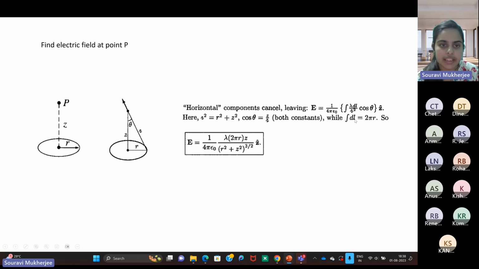And if you integrate over dl, what do you get? You get the circumference of your circle, and that is given as 2 pi r. So you can just put that value here. So that gives you the field for this ring at this point P at a distance vertically Z above.